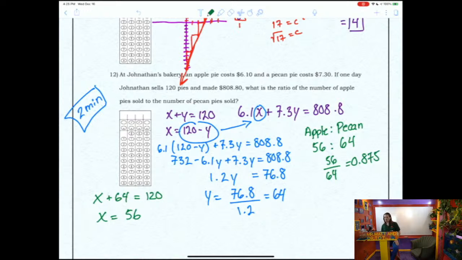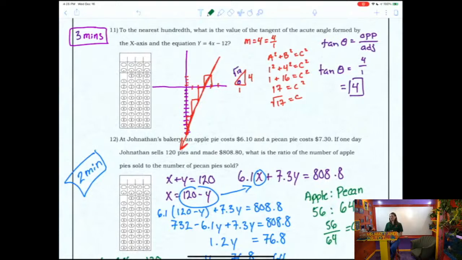Okay, so for number 11, if we sketch out 4x minus 12, we have a y-intercept of negative 12, and we have a slope of 4. So that means we're going up 4 over 1, up 4, right 1. If you do that 3 times, you're going to get to an x-intercept of positive 3, 0. And then if you go one more time, you'll create the actual angle that we're talking about. So that's the little theta that the function is making with the x-axis.